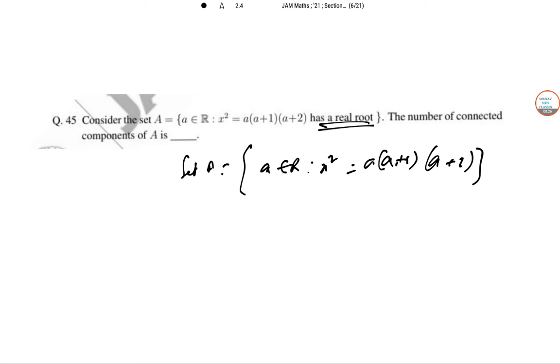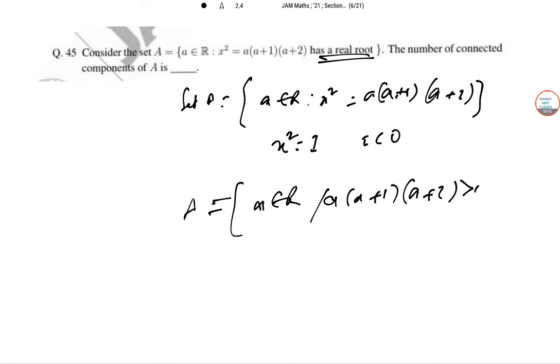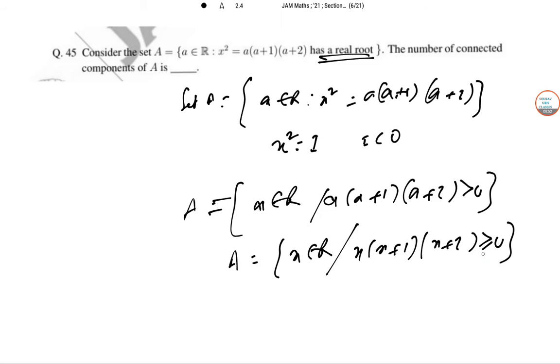So one real root. The condition of the real root is: if x² = k, then k must be greater than or equal to 0, so that you have the real root. So here a belongs to R, and a(a+1)(a+2) is greater than or equal to 0. So we need x belonging to R such that x(x+1)(x+2) ≥ 0.